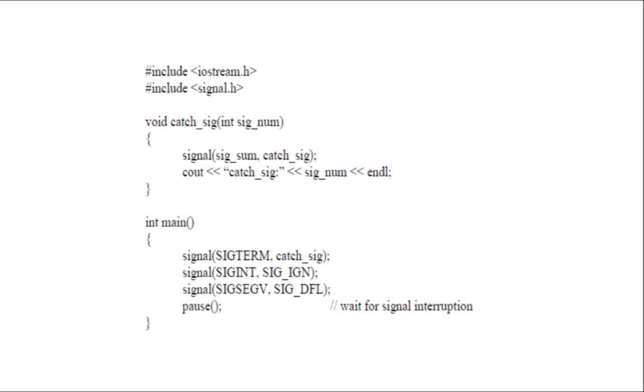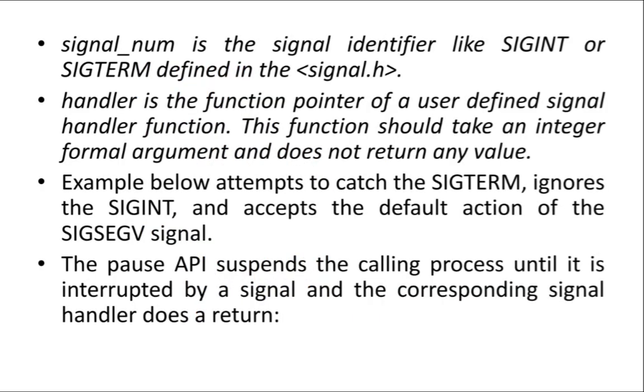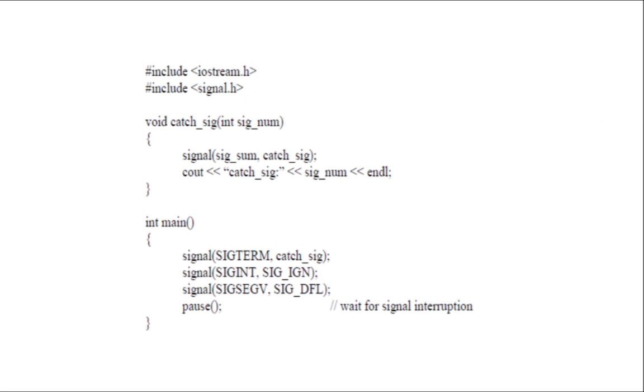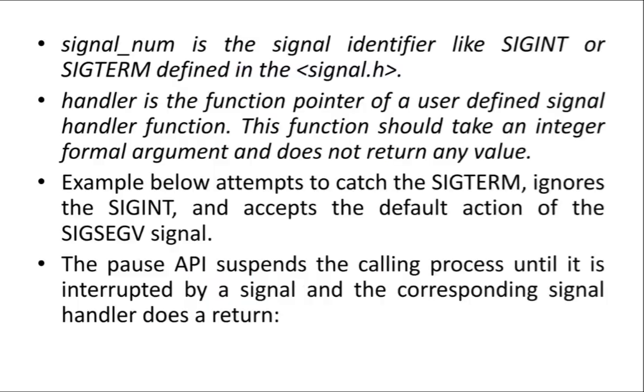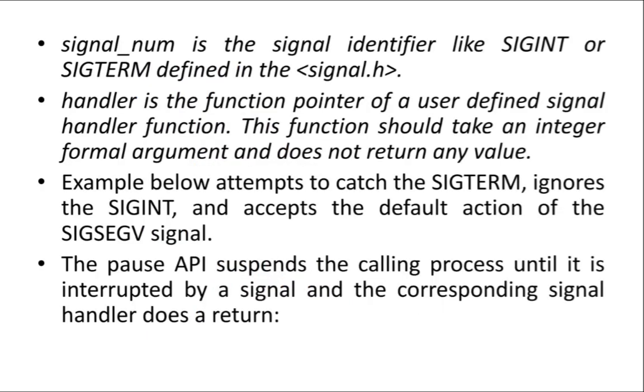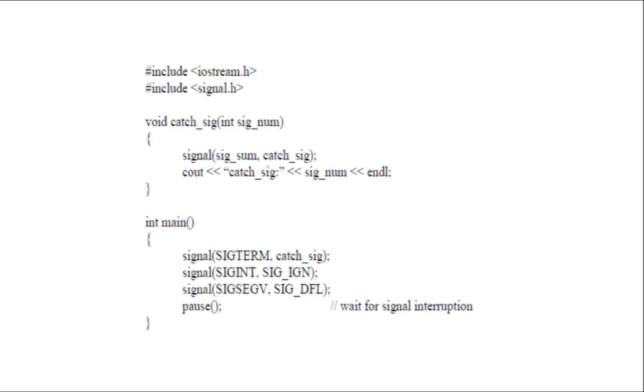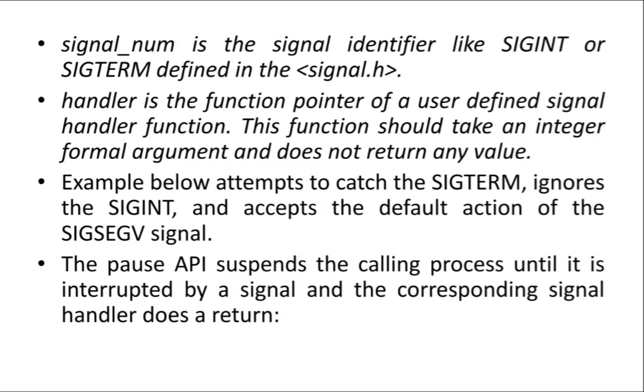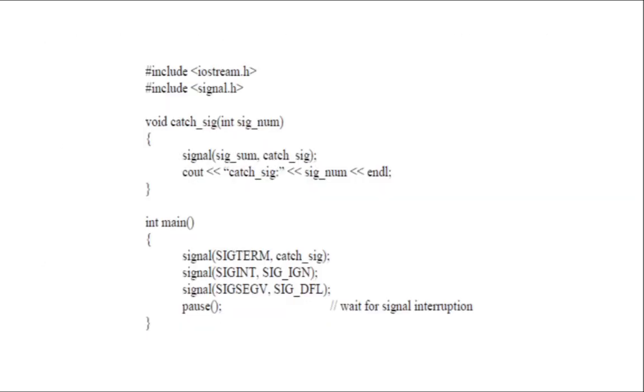The pause API suspends the calling process until it is interrupted by a signal, right? The pause API will wait for the signal interruption. It will suspend the calling process until the interruption occurs. Once the interruption occurs, it can continue with the calling process. Hope you're understanding, guys. Very simple.